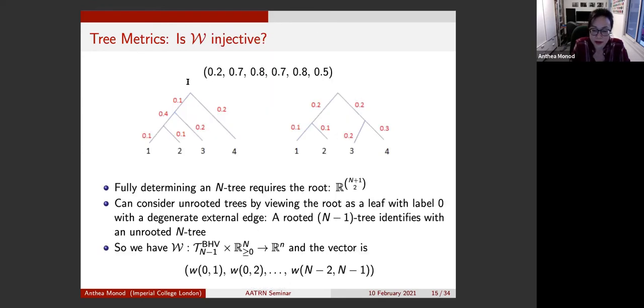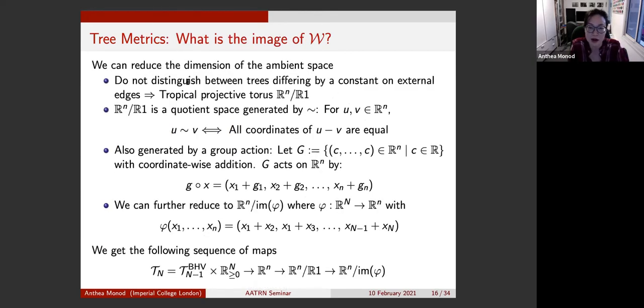So now we have an injective map which maps trees to Euclidean space. This is good news. This looks like we have simplified our problem a lot, because now we have some sort of Euclidean space to work with trees. But we actually have to go a bit further than that. Now the question we have to ask is, what's the image of W? Understanding the image of W is really important, because if we have a linear space, then we can just use linear algebra. If we have a manifold, then we can use Riemannian geometry. But it turns out that the image of W is actually really complicated. It is both nonlinear and non-smooth.